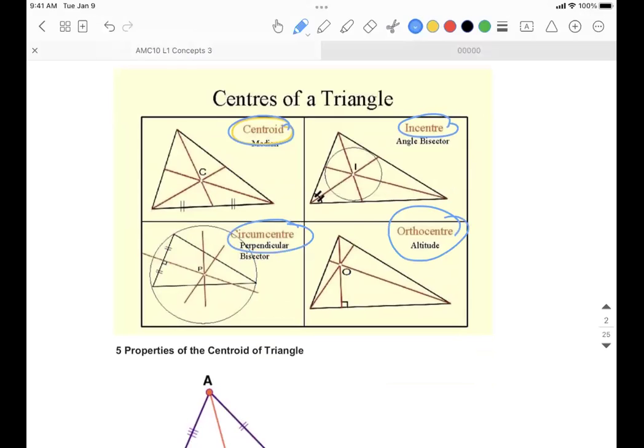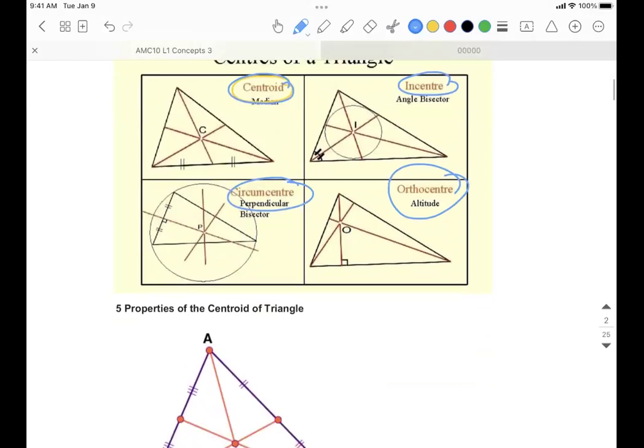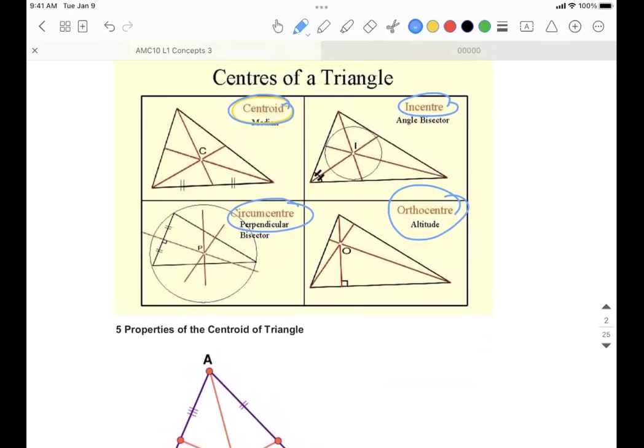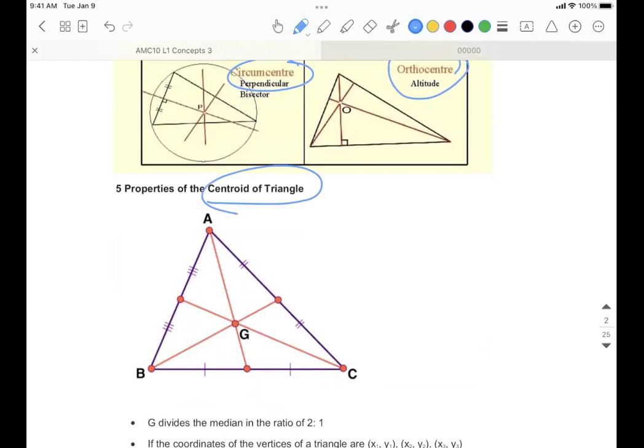And you have the orthocenter. The orthocenter is the 3 heights' intersection. Right? And this is something very understandable. For all those 4 different centers, the most important one is the centroid, aka the 3 medians' intersection. Why? Because there are so many interesting properties for this centroid.